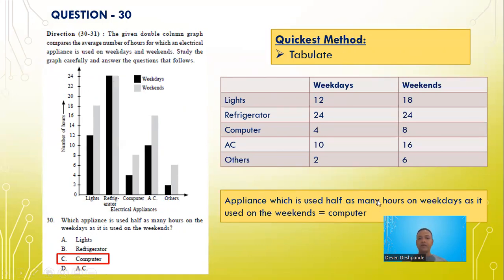Appliance which is used half as many hours on weekdays as on the weekend. So normally you see which graph is exactly half size. Computer is 4 hours on weekdays and 8 hours on weekends. So the black area is exactly half size of the gray area, isn't it? 4 is exactly half of 8. So computer is the right answer.